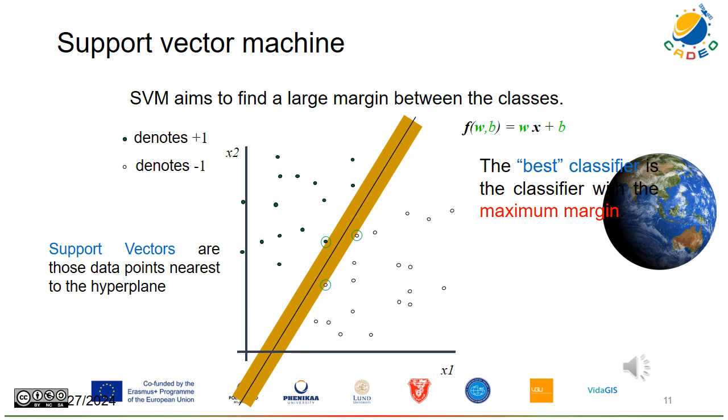Now let's look at another concept called support vectors. Support vectors are those data points nearest to the hyperplane. Here we can see the three data points. They are close to the hyperplane. We can call them support vectors. This is also where the name of support vector machine comes from.